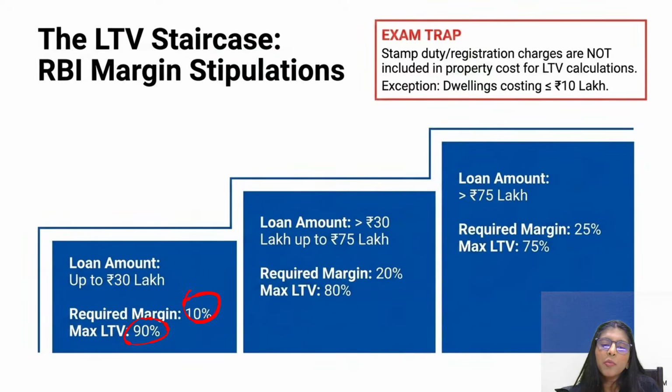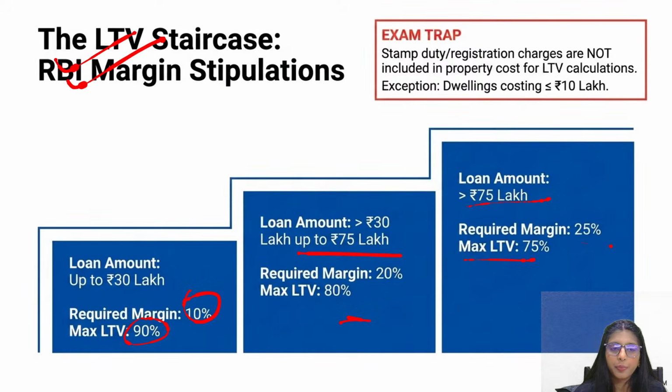And if the loan amount is more than 30 lakh and up to 75 lakh, then the maximum loan by the bank is 80% and the required margin by the borrower is 20%. And if the loan amount is more than 75 lakh, then the required margin is 25% by the borrower and the maximum LTV, that is loan by the bank, is 75%. This is quite important for exam purposes.